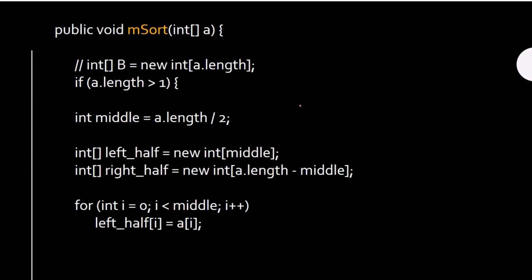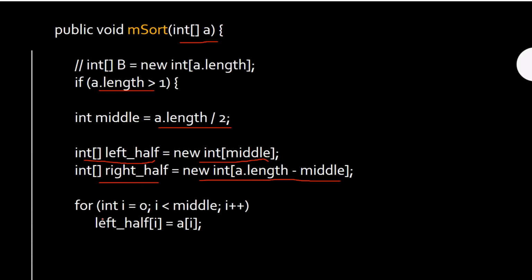So let's see that. This is our code written in Java. This is the msort. Now the msort, first of all, checks if the input array has a length that is greater than 1. Then it divides the length into 2, creates a new array, which is the left, and another for the right. The left takes the size of middle and the right takes the remainder, which is length minus middle.